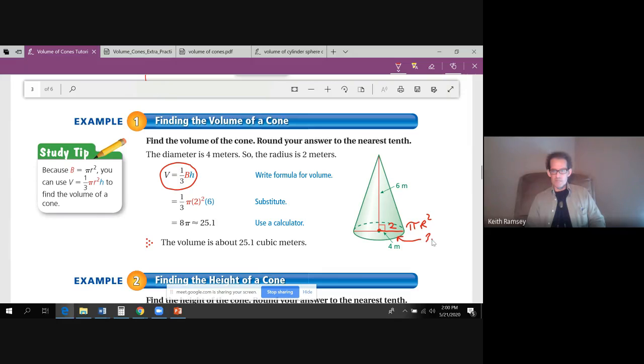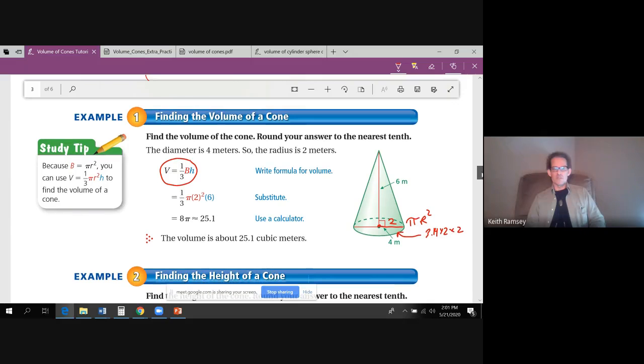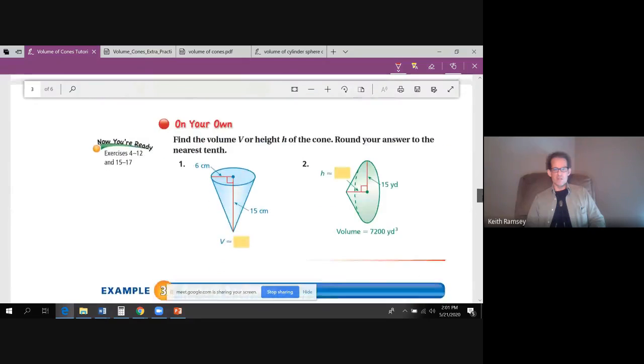So you have 3.14 times 2 times 2. And then you're going to multiply that times the height. And then you're going to multiply that times 1/3. Okay? So you can see that right here. Here's pi times 2 times 2 times 6 times 1/3. So let's look at some examples together down here where it works that out.